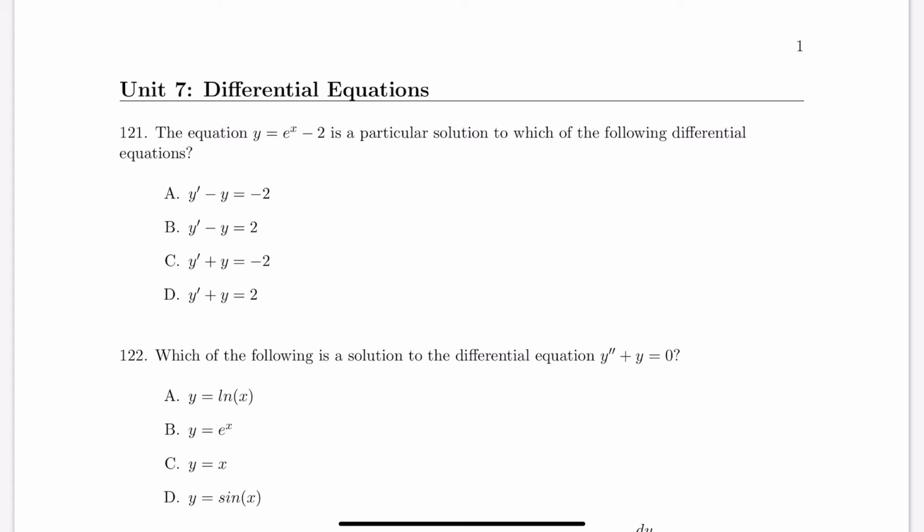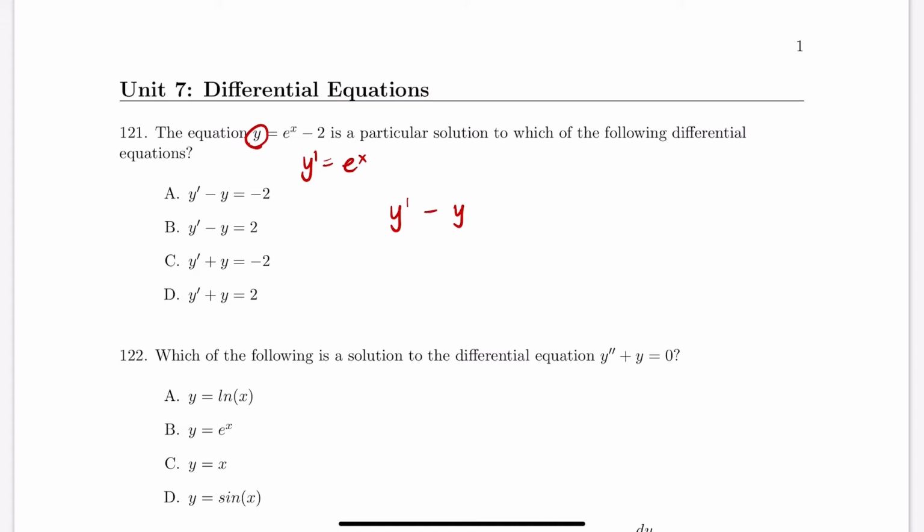All right, number 121. The equation y equals e to the x minus 2 is a particular solution to which of the following differential equations? It looks like they have the y prime and the y. We're already given y right there, so I'm going to figure out what y prime is. y prime is just the derivative of that, which is e to the x. They're all in the same form, with the y prime first and then the y.